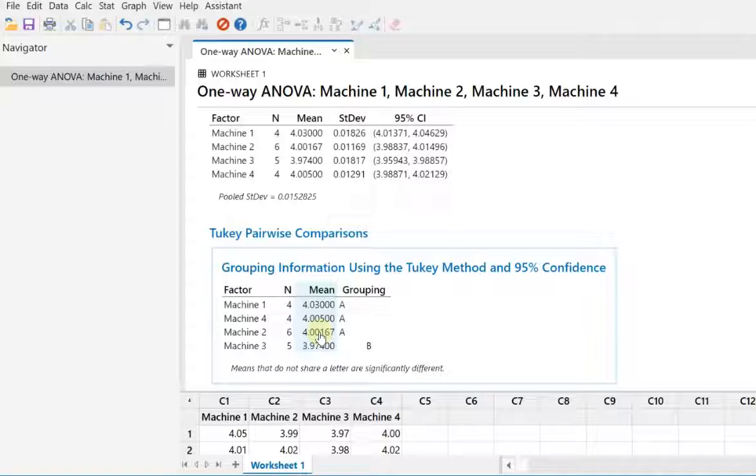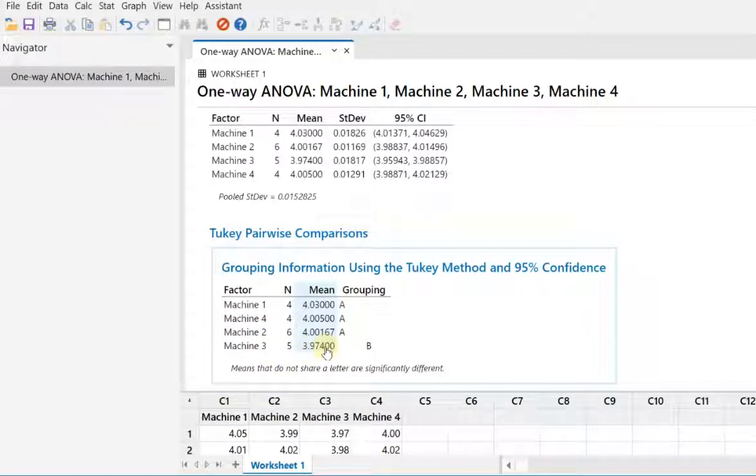In statistics, we see 4.03, 4.005, 4.001, those are all the same, because statistically they are not significant. They are actually the same. And it says here, by the way, means that do not share a letter are significantly different. In other words, means that do share a letter are not significantly different. They are not different. A. So that means these three means are not different. So machines 1, 2, 4 are really the same. Machine 3 is off a little.